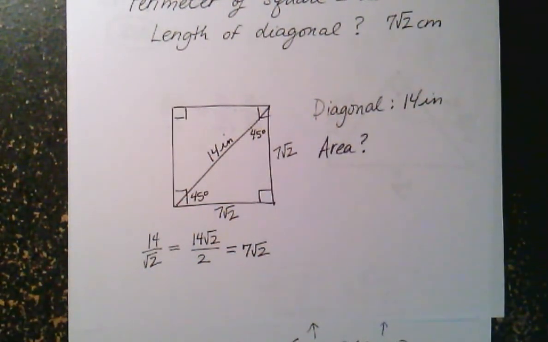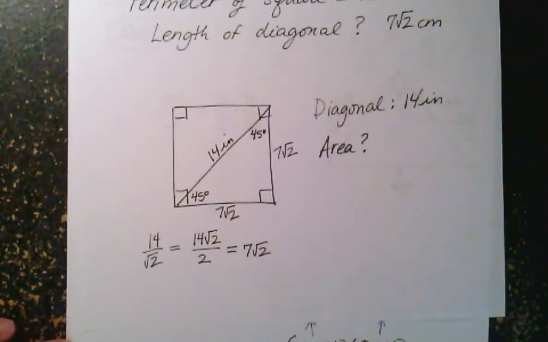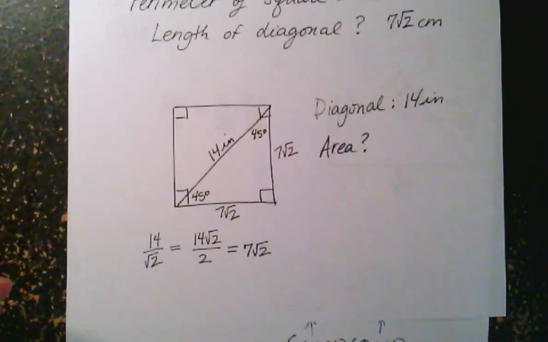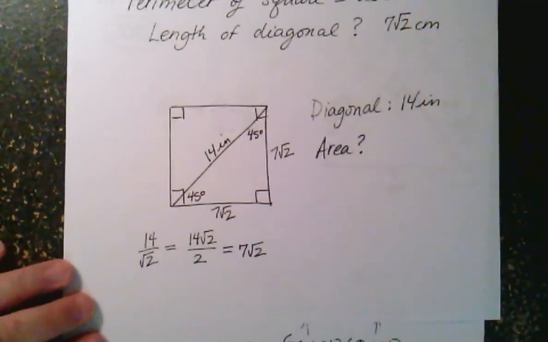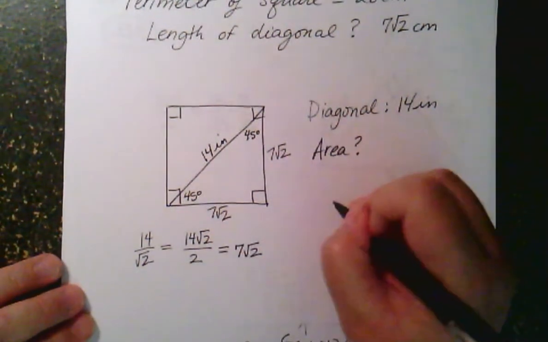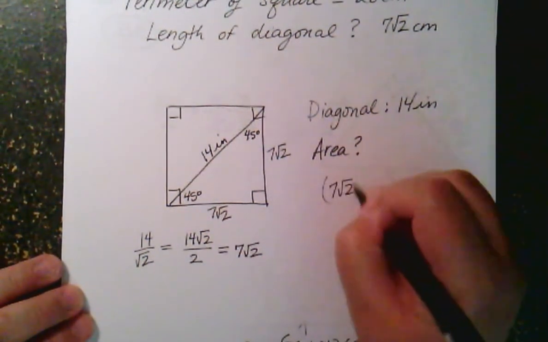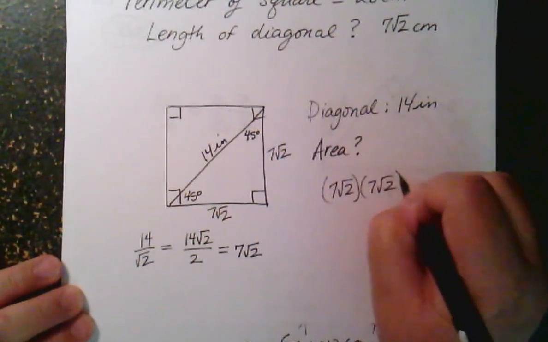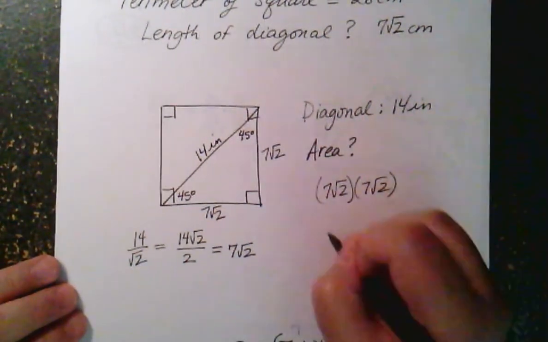Then I need to think about, how do I find the area of a square, the area of my square. Well, the area of any rectangle is the length times the width, and a square is just a rectangle where the two sides are the same. So this times this, or the side length squared. So 7 root 2 times 7 root 2, or you could say that's 7 root 2 squared.